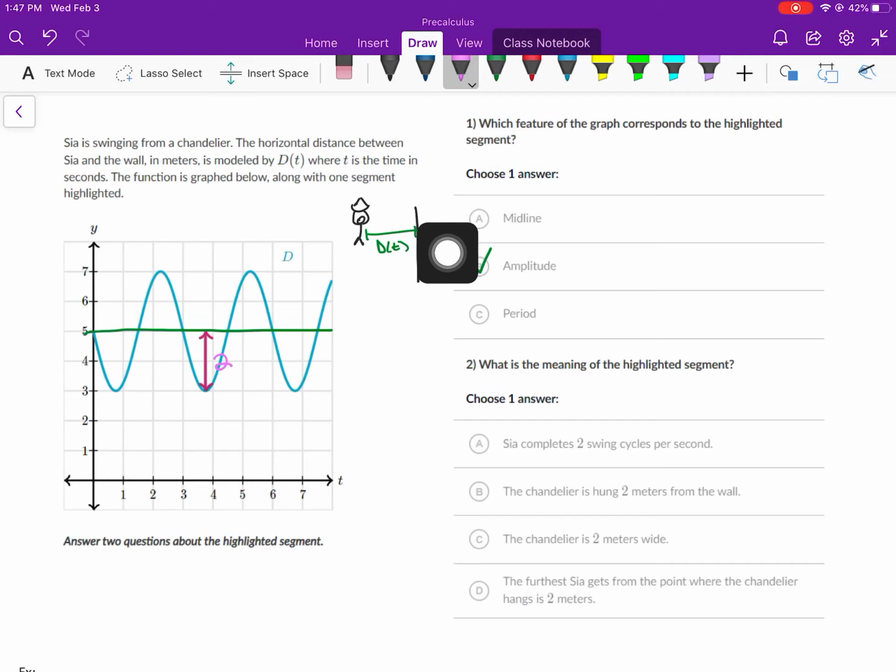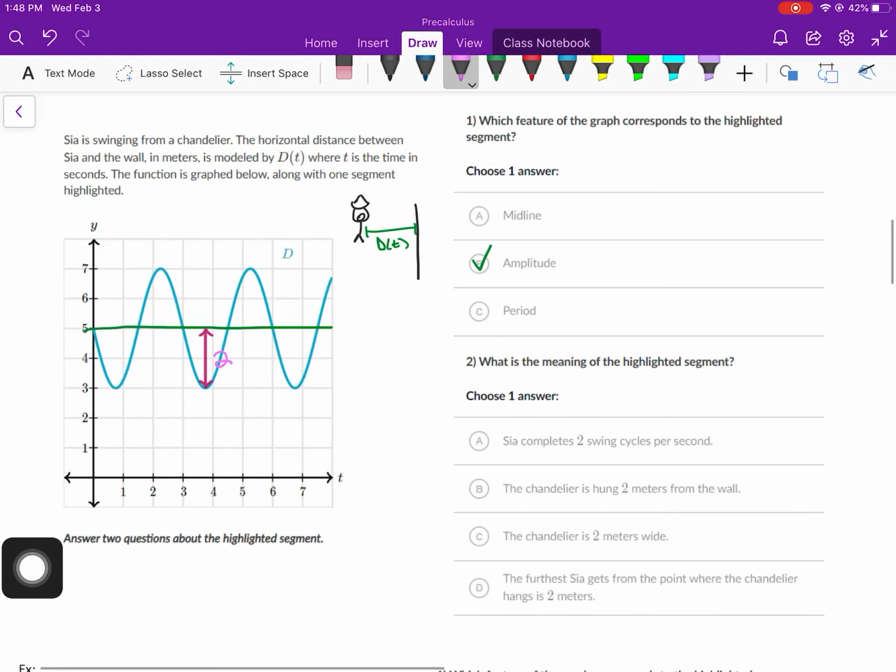Here's the, well, I don't know about that. I think it's hung 5 meters from the wall, right? This would be where she comes back to the middle, where the chandelier is hung. So that's kind of close. The chandelier is 2 meters wide. I don't know about that. The furthest Sia gets from the point where the chandelier hangs is 2 meters. Now that makes sense. See that this is where it hangs, where the green line's at, and the furthest she ever gets from it is 2 meters. That makes sense. That's the amplitude. And the closest she gets to the wall is 3, because the wall would be right there on the x-axis.